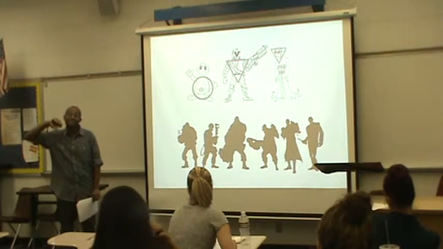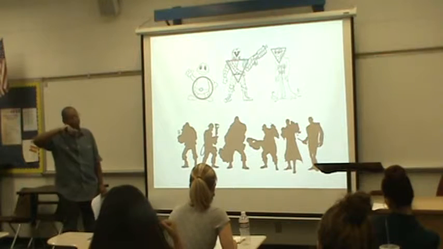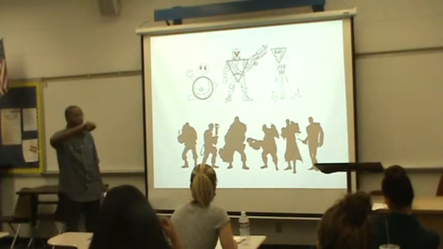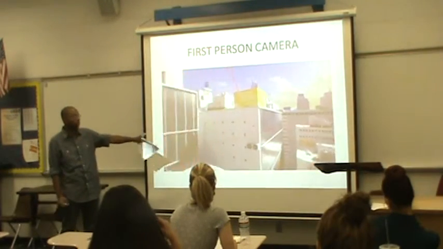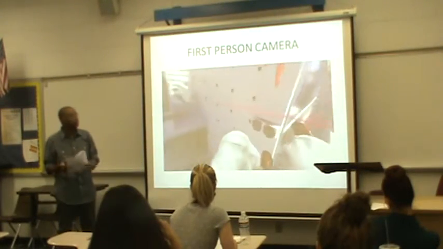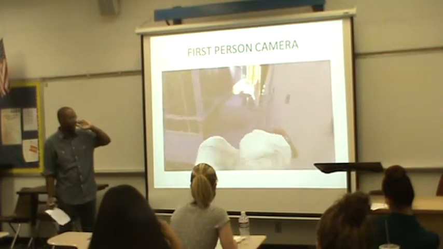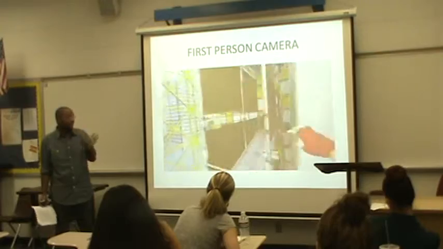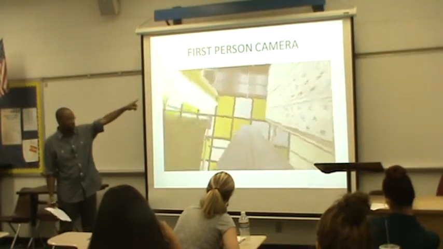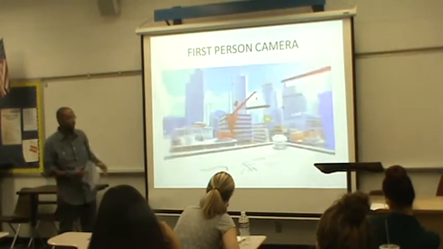The next C is camera. And there are many different types of cameras. I'm only going to talk about three. The first one is the first-person camera. This is a game called Mirror's Edge. In the game, you control a woman, and the camera is the point of view of her eyes directly. Once again, this is a first-person perspective. This is the point of view through which the game is played.